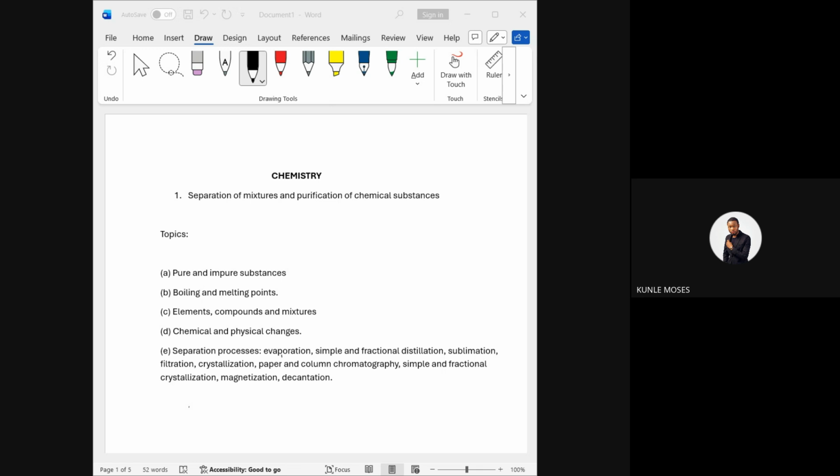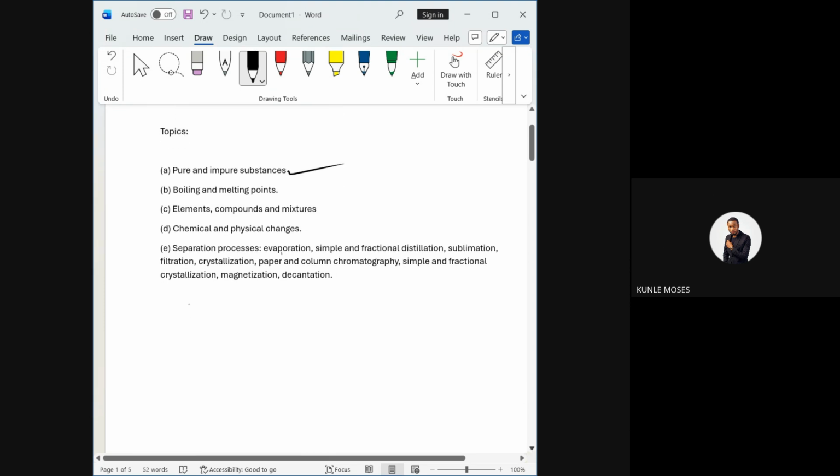So let us take it one after the other. Let's start from this first one, pure and impure substances. Pure and impure substances. So I want you to jot down everything I'm explaining to you. Pure and impure substances. So if you follow me, I've actually explained what purity means, what pure and impure substances are.